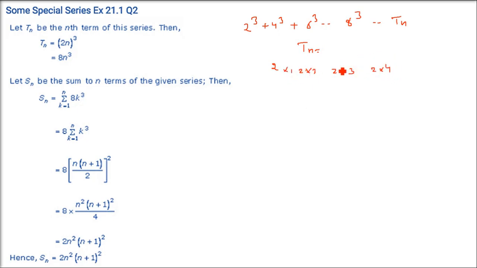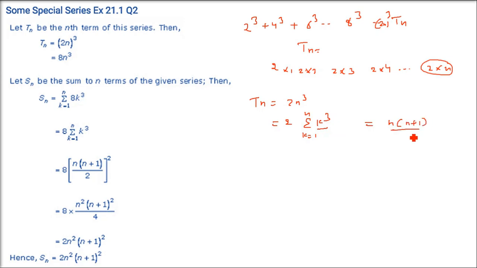See, 2 is 2 into 1, 4 is 2 into 2. What will be the last? 2 into n, by simple observation. You can also find it with a plus n minus 1 into d, but by simple observation we can see the final term is 2n. And since the terms are in cube, they are raised to power 3. So it will be 2n cube, that is 2 cube n cube. So 2 cube is 8.